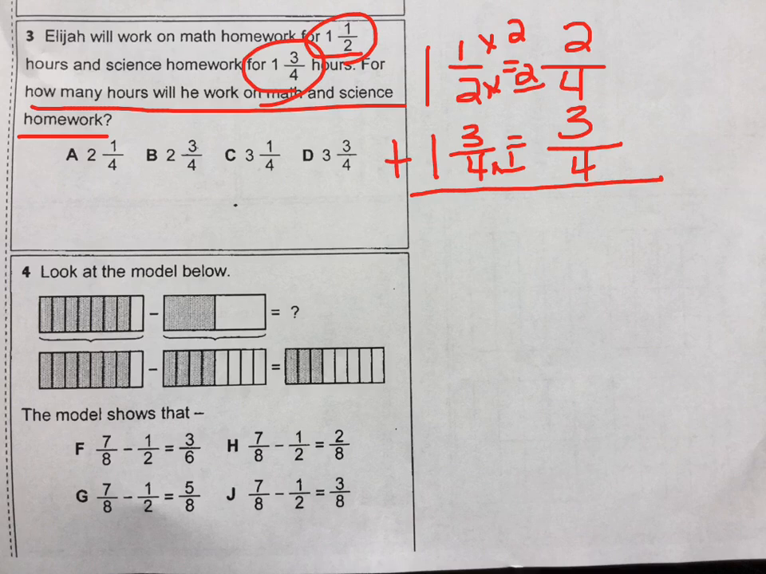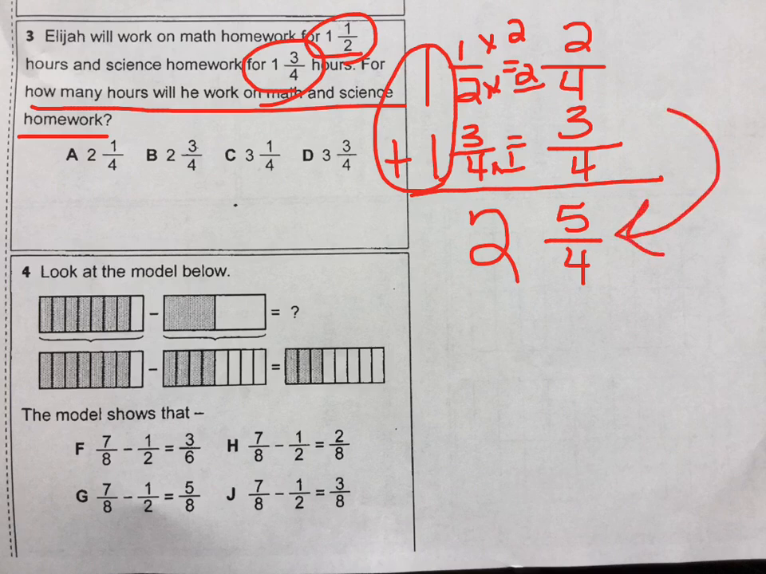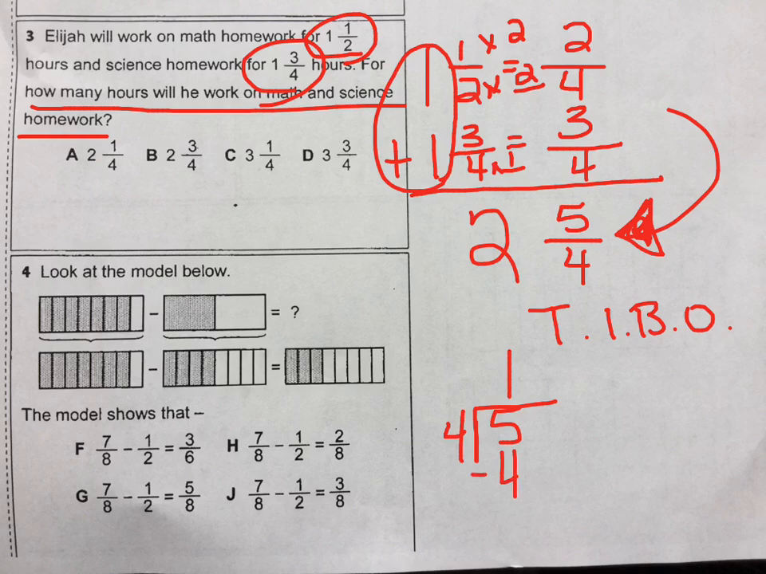And now we're going to add. 3 plus 2 equals 5 over 4. We're going to add the whole numbers, 1 plus 1, and we get 2. Okay, now here's where we have to look at it. Because this right here is an improper fraction. So we have to convert the improper fraction to a mixed number. Okay, so 5 divided by 4. 4 going into 5 1 times. 1 times 4 is 4. 1 left over.